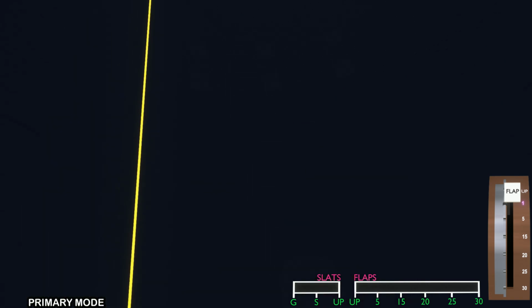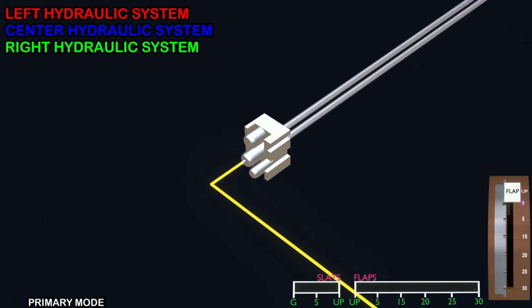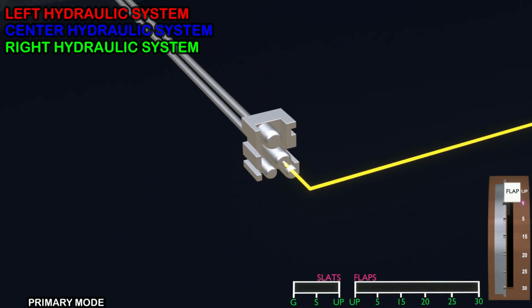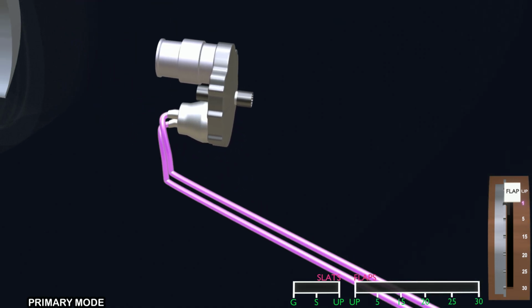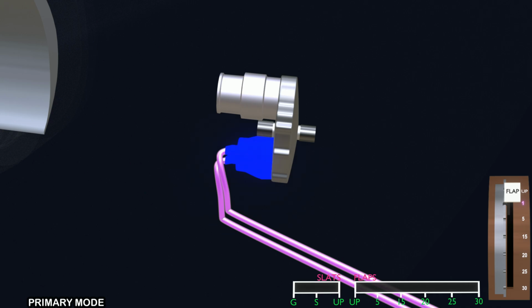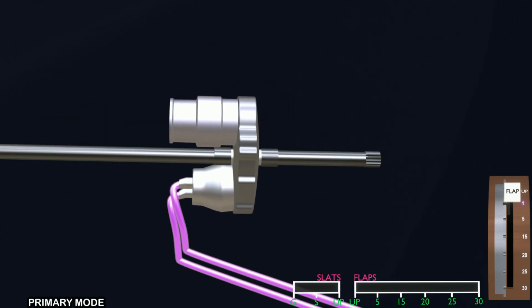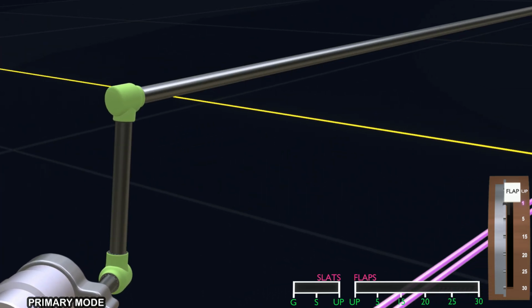Then it sends a signal to the slat hydraulic valve. Center hydraulic system of the aircraft is used to operate the slats. The valve opens to run the hydraulic motor. The motor drives the slat power drive unit gearbox. Connected to the gearbox are the torque tubes. Angle gearboxes help route the torque tubes to the right wing.